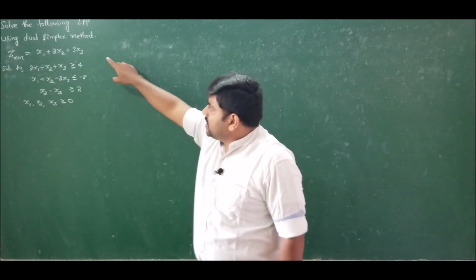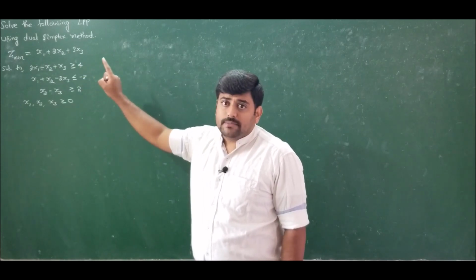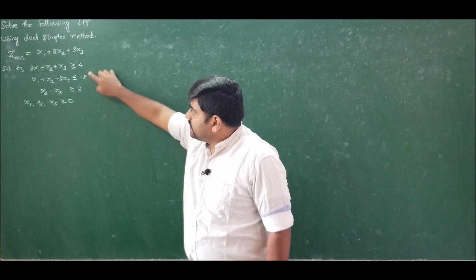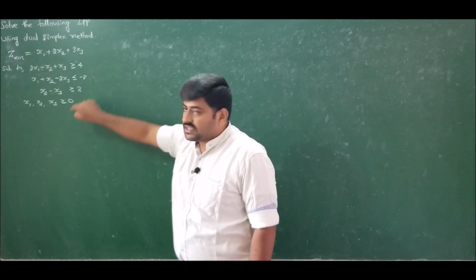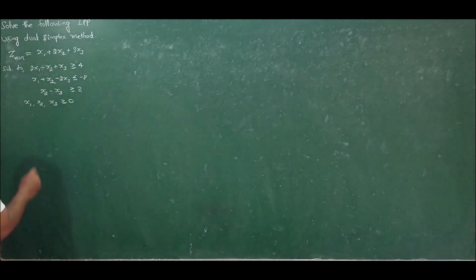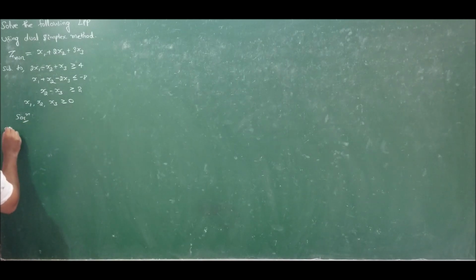Now if I observe, the objective function is minimization, which is not correct. For a standard primal the objective function should be maximization and all the constraints should have less than or equal to sign. So therefore first write down the standard primal from the given primal. So if I move to the solution, write down the standard primal. For standard primal we will solve using dual simplex method.